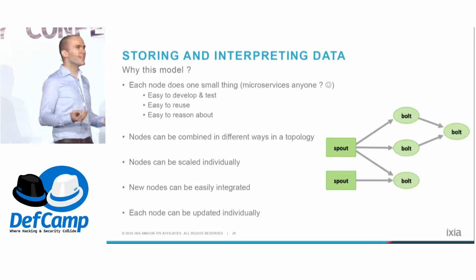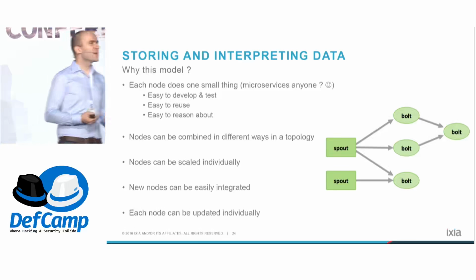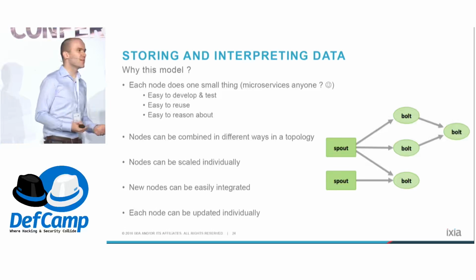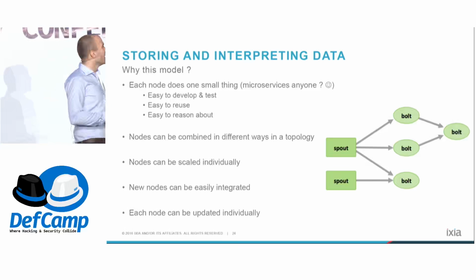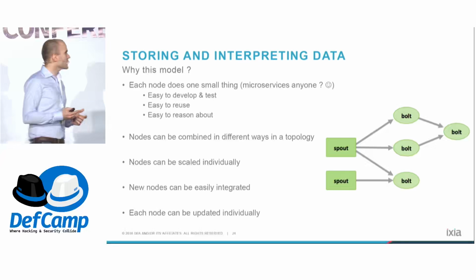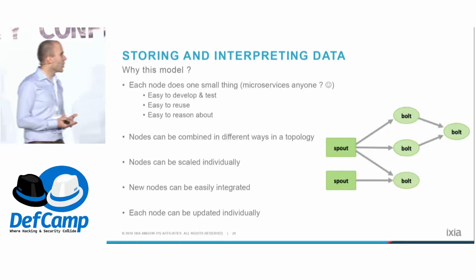And one added benefit to this, we can also auto-document the system. So when you look at the topology, you have instant system documentation. Okay. As I've said, the nodes can be combined in different ways of topology.